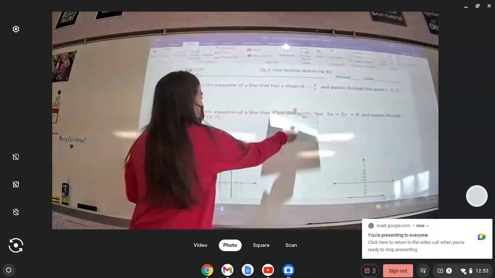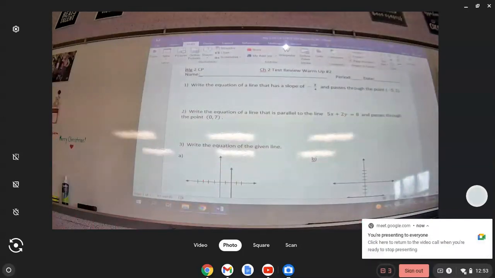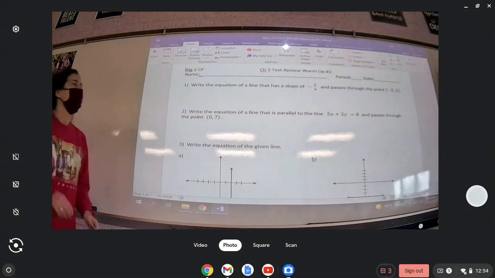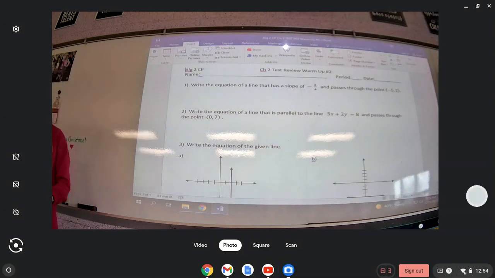All right, here we go. So the first question says to write the equation of a line that has a slope of -3/4 and it passes through the point (-5, 2).